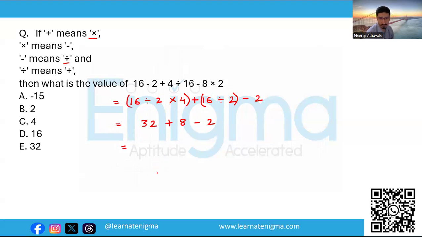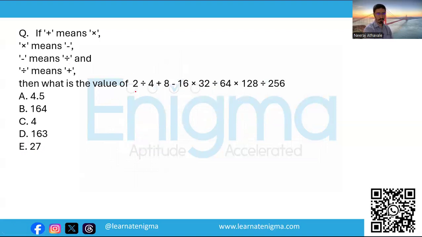Have we made any mistake here? Sorry, we have here minus 8. So here it will become divided by 8. So here it will become plus 2 minus 2. So 32 plus 2 minus 2, we get the final answer as 32 itself. So answer is option E.